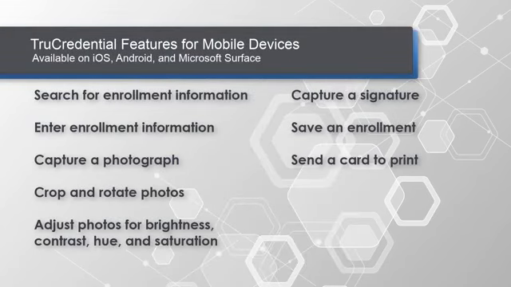TruCredential enables you to use an iOS, Android, or Microsoft Surface mobile device for the following activities. Search for enrollment information. Enter enrollment information. Capture a photograph. Crop and rotate photos. Adjust photos for brightness, contrast, hue, and saturation. Capture a signature. Save an enrollment. And send a card to print.